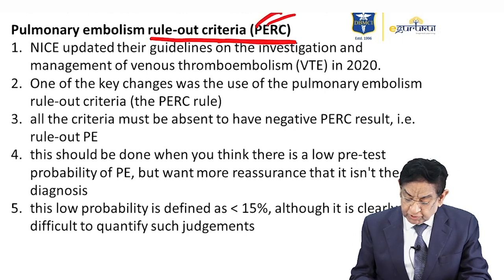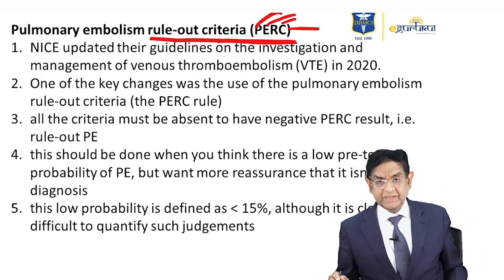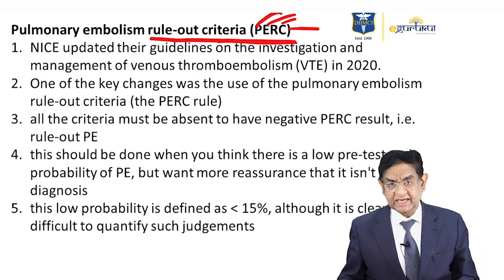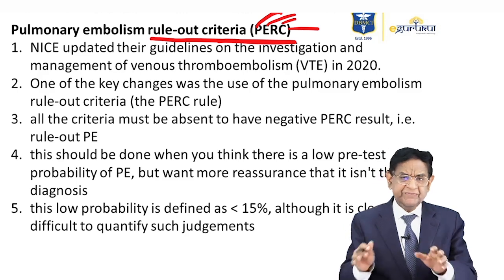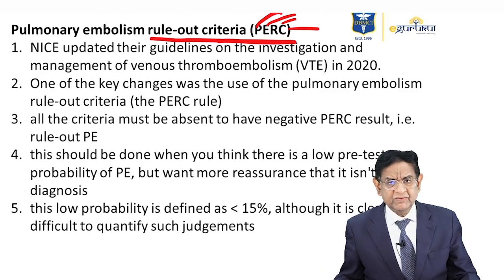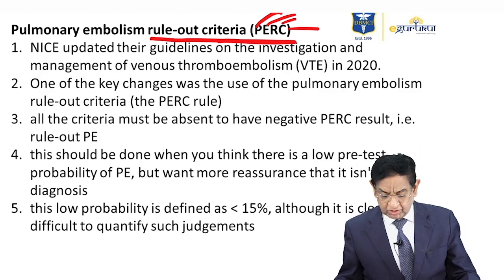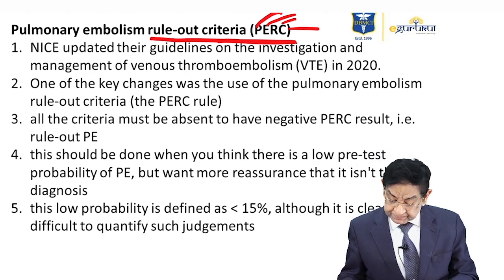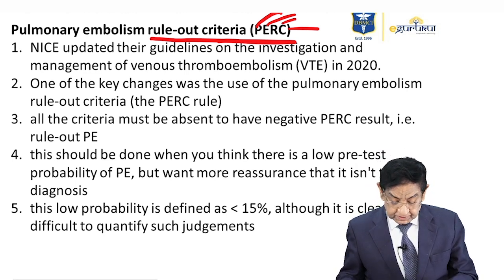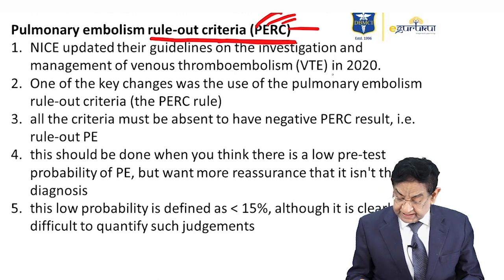Pulmonary embolism rule out criteria, what they call PERC, as per the NICE guidelines. They say first you rule out whether we are dealing with pulmonary embolism or not. So what are the things? They have given the criteria in 2020 recently.